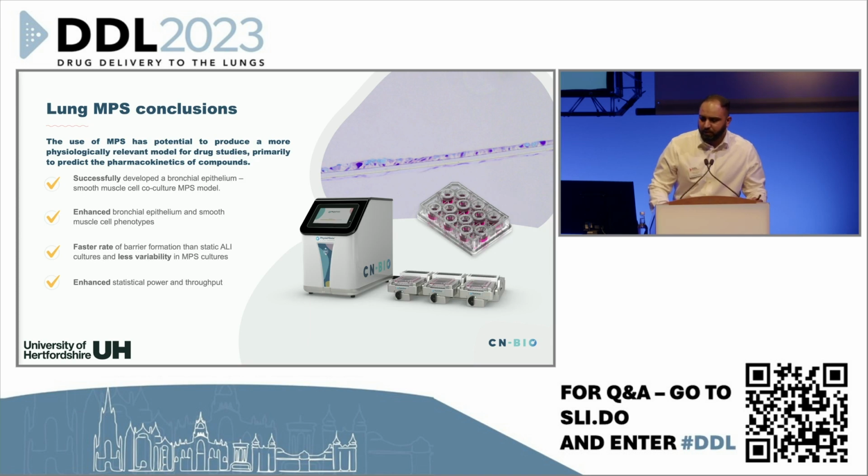So to conclude, we have successfully developed a co-culture model with epithelium and smooth muscle within an MPS system. We have enhanced the bronchial epithelium and bronchial smooth muscle phenotypes with a faster rate of barrier formation and less variability. That variability decrease has enhanced our statistical power and can potentially increase the throughput of our model.